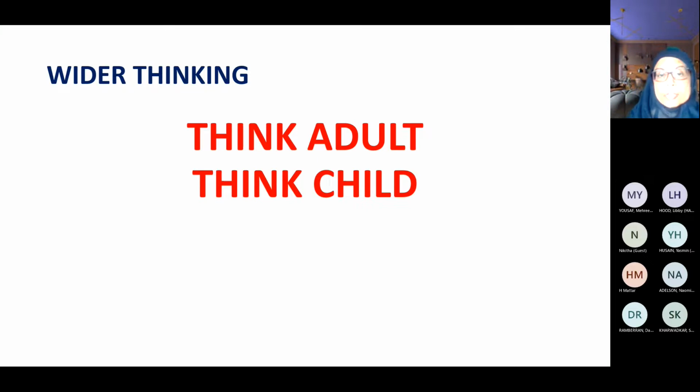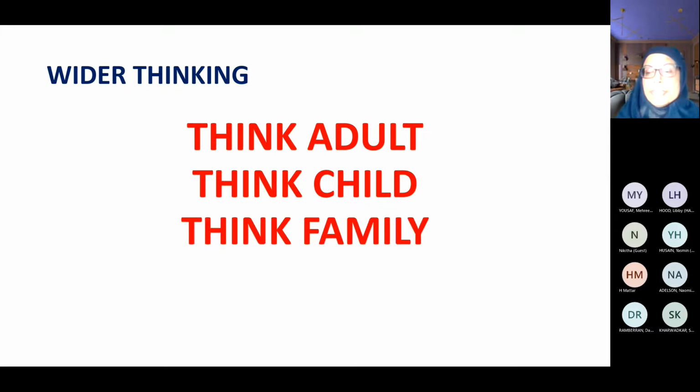Because if you've got an adult who's got severe mental illness or who's misusing drugs and alcohol, we have to think, what happens if you're in a room with your niece and nephew on your own? You know, what could potentially happen? So we've got to think adult, think child, and then think family.